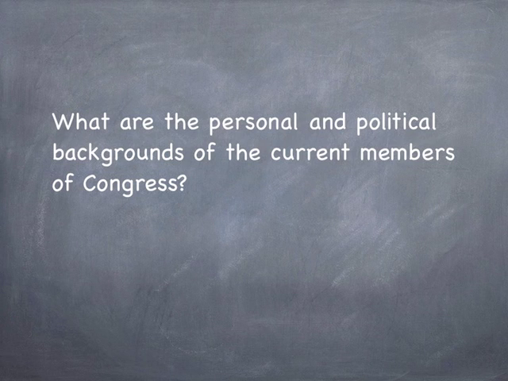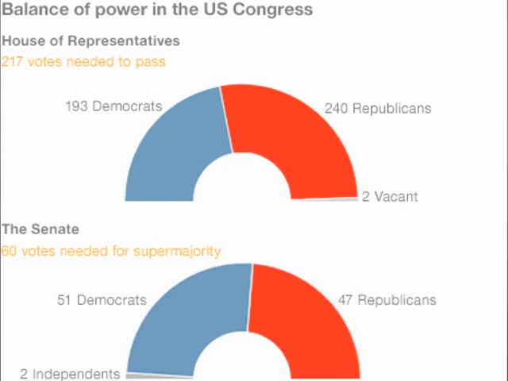What are the personal and political backgrounds of the current members of Congress? Balance of power in the United States Congress. The House of Representatives: 193 Democrats, 240 Republicans, 2 vacant, 217 votes needed to pass. The Senate: 51 Democrats, 47 Republicans, and 2 independents, 60 votes needed for supermajority.